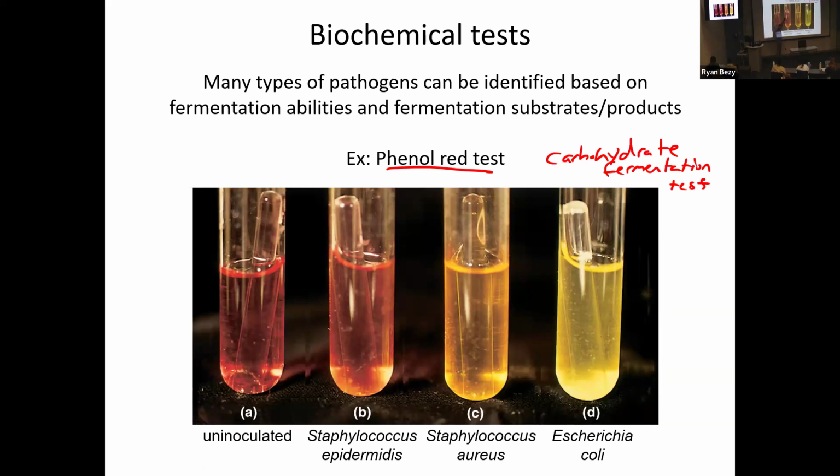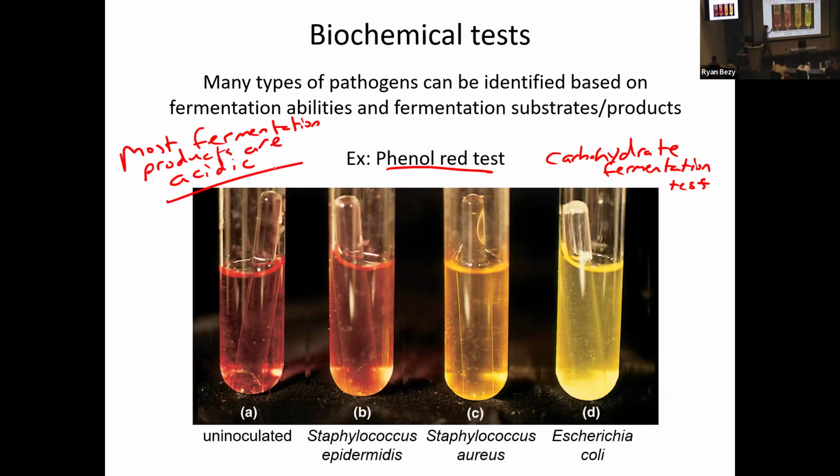If it stays red, and this was one where it stayed red, this is a negative for fermentation. In this case, they fed it a sugar, glucose, and they found out that Staphylococcus epidermidis, for instance, was negative for fermentation of the glucose sugar. It stayed red. However, if it turns yellow, and here we see yellow for Staphylococcus aureus or for Escherichia coli, what that means is they're breaking that sugar down via a combination of glycolysis and fermentation. Most fermentation products are acidic.